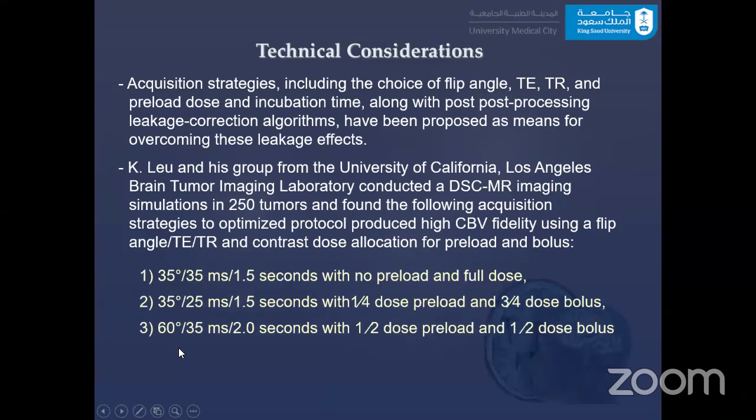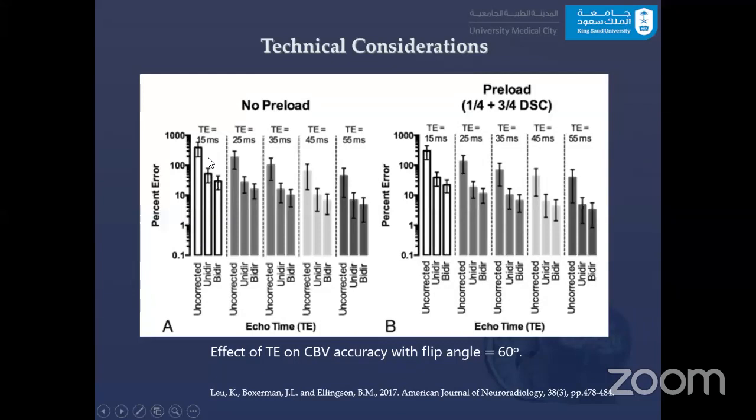For example, they found the combination of flip angle, echo time, and repetition time, together with the preload strategy, that will bring you the best results. So if you are not injecting a preload, you may use those parameters. If you're injecting a quarter of the preload, a small amount of contrast, then you use those equations. And when they studied this, they found this is the amount of error.